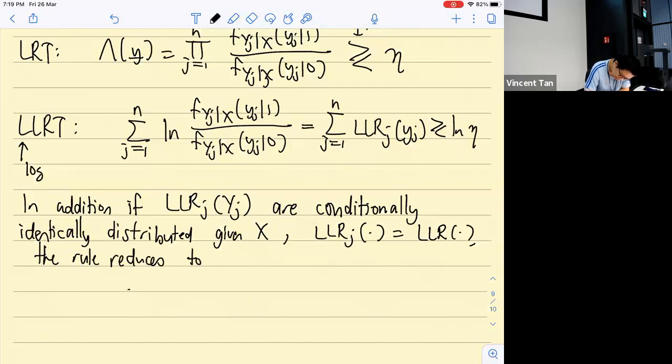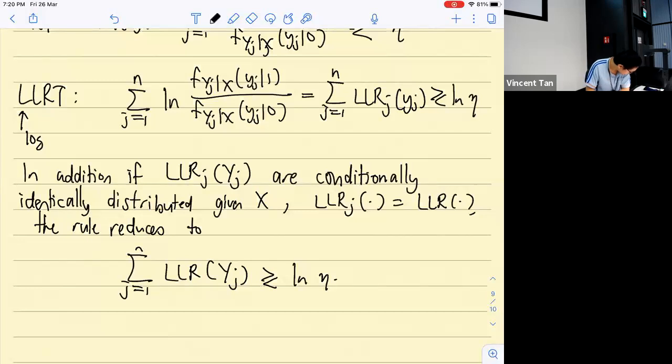to a sum. Okay, so we have n copies here. We have the sum of j running from 1 to n of the log likelihood ratio of yj compared to log eta. Here life becomes very simple, and I want to show you after the break that this really simplifies to something that we can really control. And I think now is a good time to take a break.